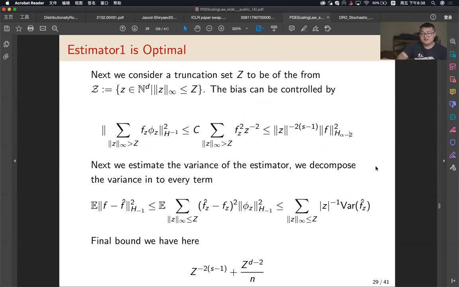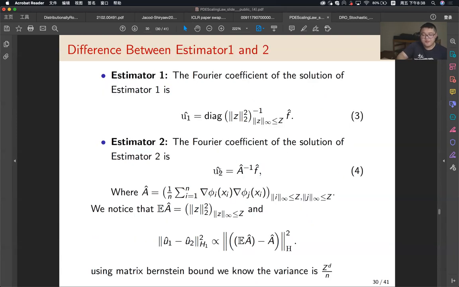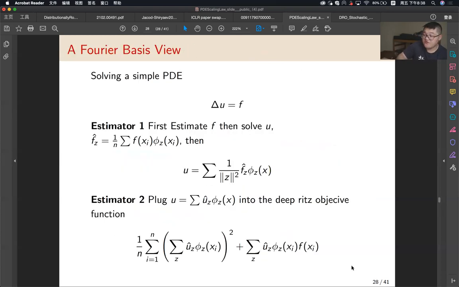So estimator one is optimal, but we have shown, using an empirical process proof, that estimator two is not optimal. You can bound the difference between A hat and this matrix here. Then you are sure that the variance here is this power, but not that minus two's power. Okay, so this is the Fourier basis view of the Deep Ritz method. It is showing that this term will give you very large variance, so it's not optimal.